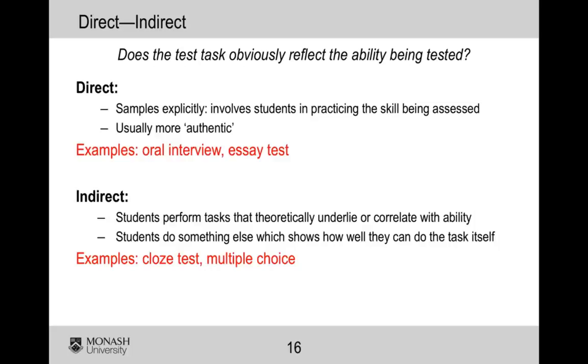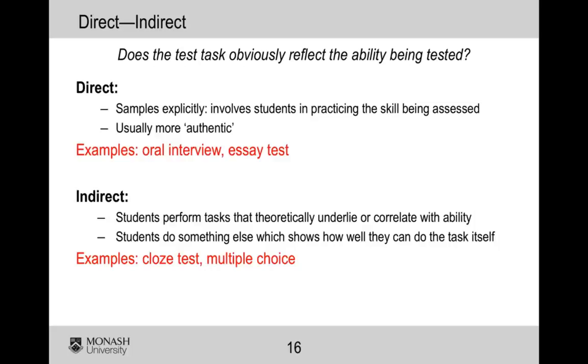For example, an oral interview: they're actually being assessed on their oral language. So this oral interview is a very direct way of assessing that, and it tends to be a bit more authentic. Or an essay, where they're actually writing and their writing is being assessed. We have more indirect techniques when students perform tasks that theoretically underlie or correlate with ability, or students do something else which shows how well they can do the task itself. Those are things like cloze tests and multiple choice. So those are a bit more indirect.